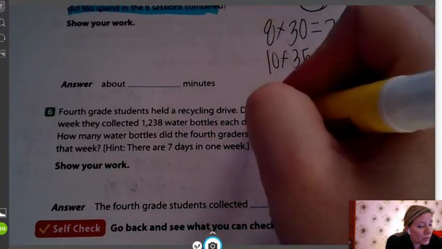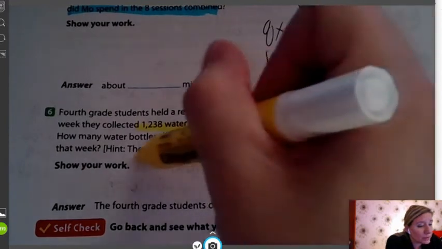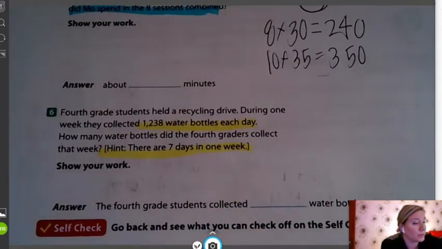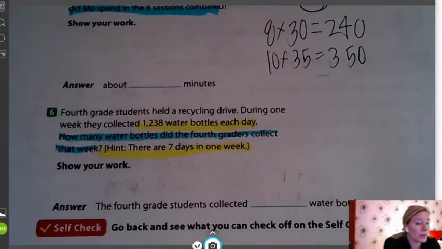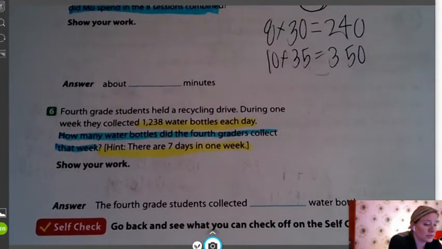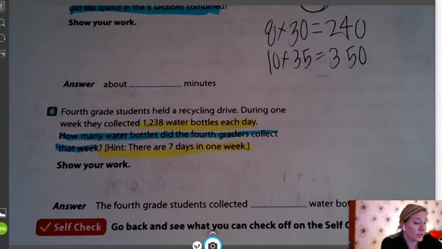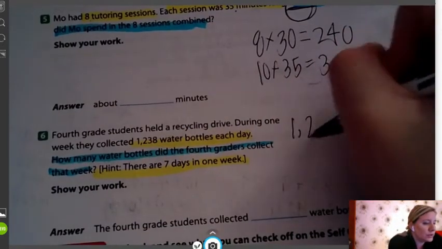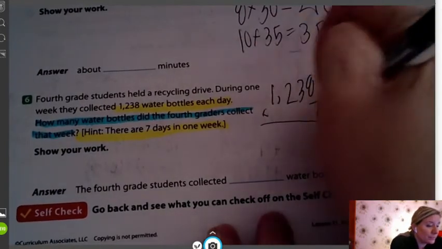So I want to highlight that they collected 1,238 water bottles each day. There's that hint in there that there's 7 days in a week. And I want to know, not about, how many water bottles did the 4th graders collect that week? So here we're looking at 1,238 times 7. We have that number for each day. 1,238 is what they collected each day, and then there's 7 days.